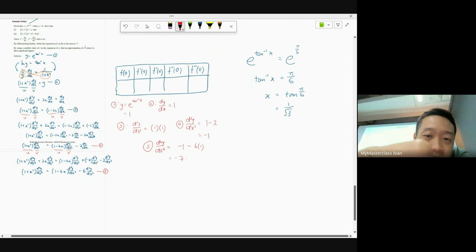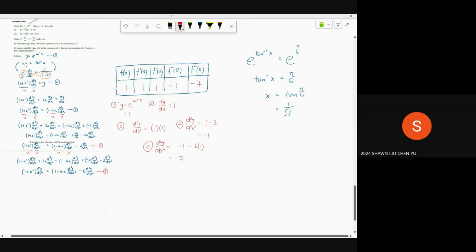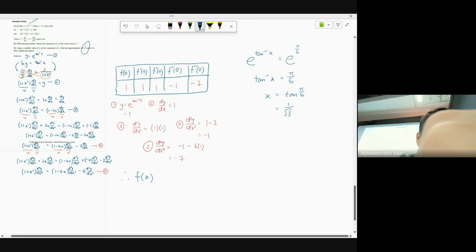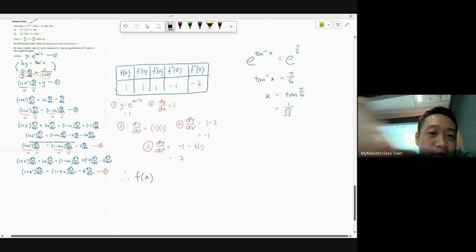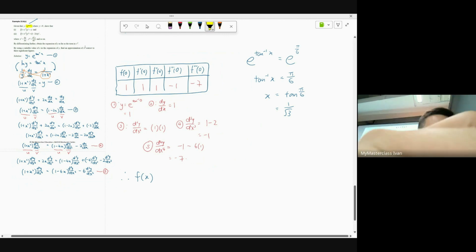Hey, your f(0), all these values are the same as mine. 1, 1, 1, minus 1, and minus 7. Yeah, correct. Wait, why is your e tangent inverse x equal to e power? You must relate this and this. The question must relate to that. The question already gives you e power tangent inverse x already. So you must relate them.